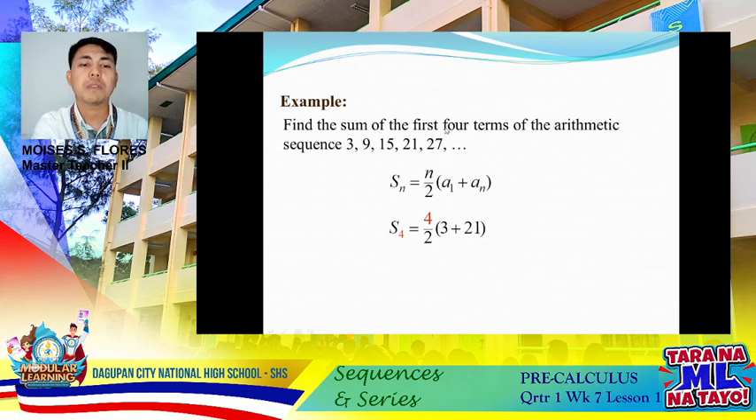Because from there is our first 4 terms. 1, 2, 3, 4. The fourth term is 21. So 3 and 21 are just the involved terms there. So simplify it further. 24 times 2. So therefore, the sum of your first 4 terms is 48. You could check that. 3 plus 9 plus 15 plus 21. The summation of that is 48.